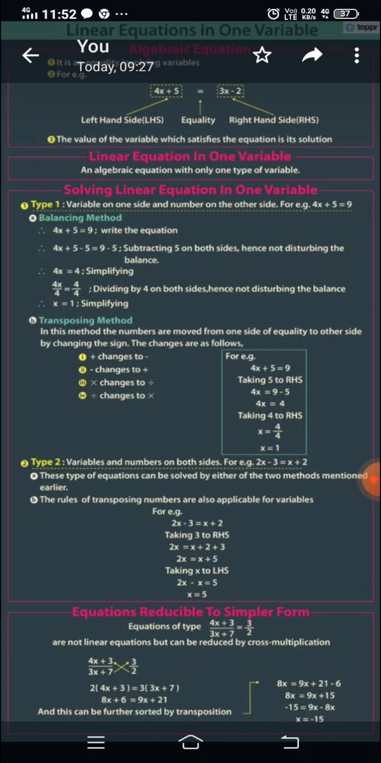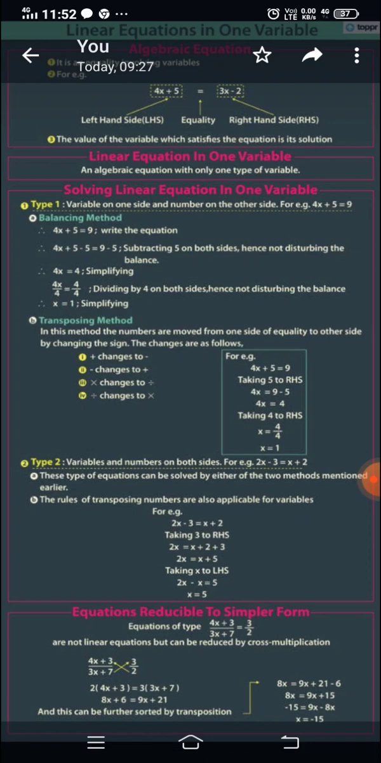For example, we have 4x plus 5 is equal to 9. So to separate x we have to transpose 5 to the other side. For transposing, we have to change the sign. 4x is equal to 9 minus 5. 4x is equal to 4. Taking 4 to the right hand side, the sign will be changed: multiplication into division. So x is equal to 4 divided by 4. We have the solution x is equal to 1.